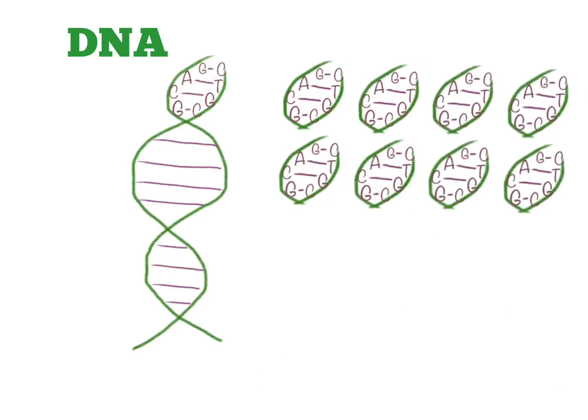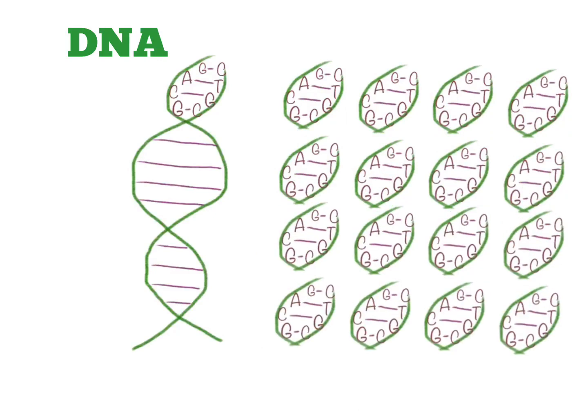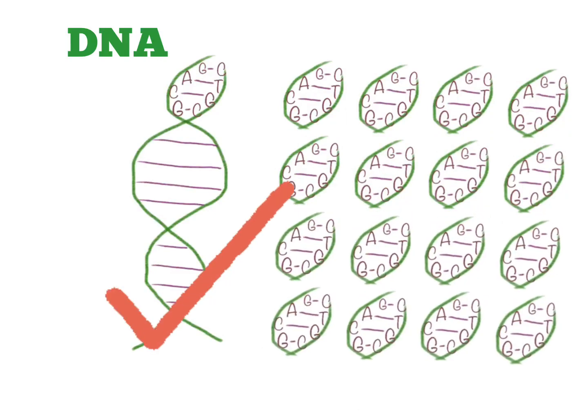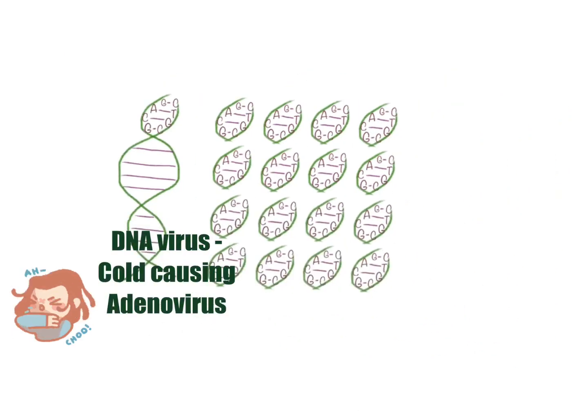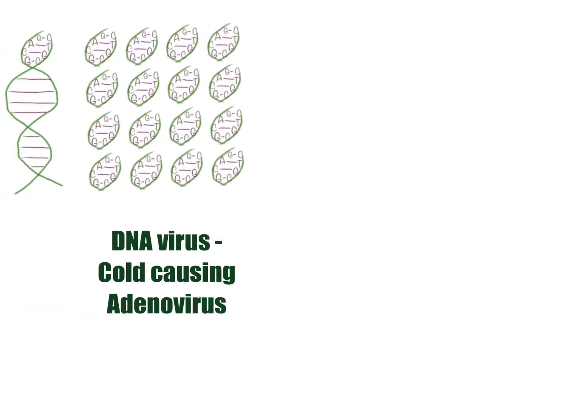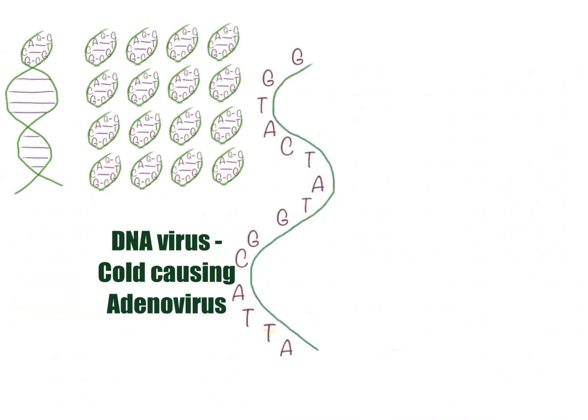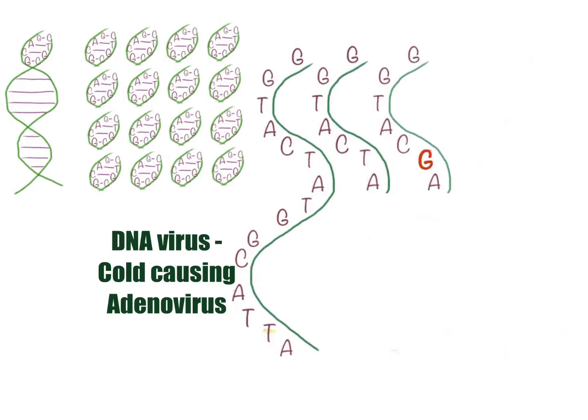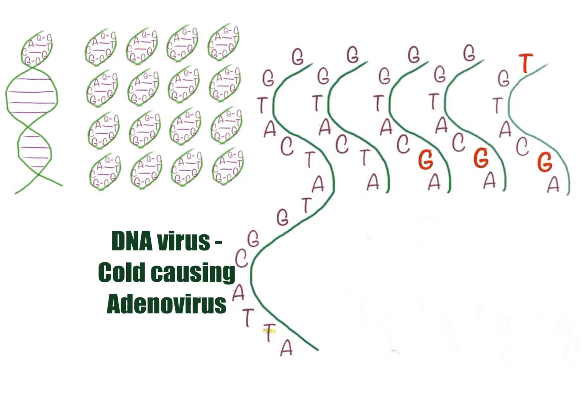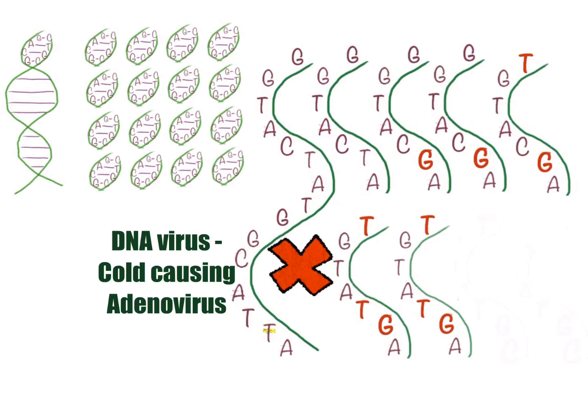So, if the genetic material in a virus is made of DNA, it doesn't change or mutate much. Adenoviruses that cause common colds is a DNA virus. On the other hand, if the virus is made of RNA, our body isn't as great at copying it very well. This leads to a lot of changes or mutations.